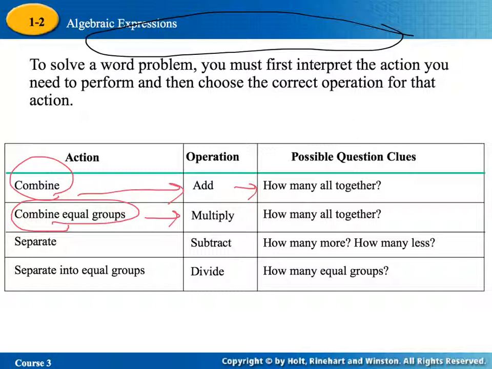Separate. If we need to separate two numbers or separate two things, how many more do we have, or how many less do we have? Looking at this in the last one, how many equal groups for division? Just be careful. Try to think in your head and visualize, what are they asking me to do? That's the key to any word problem. What are they asking me to do?